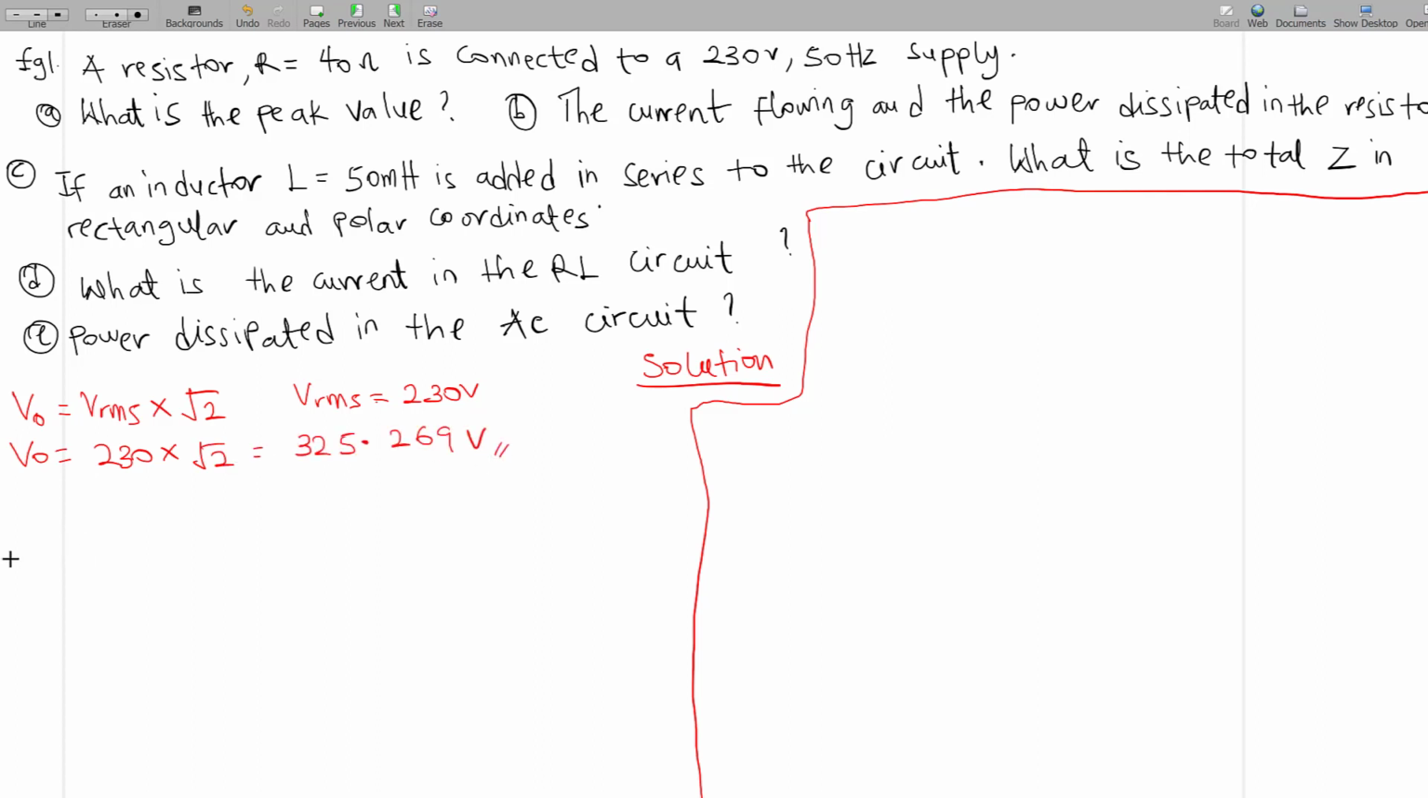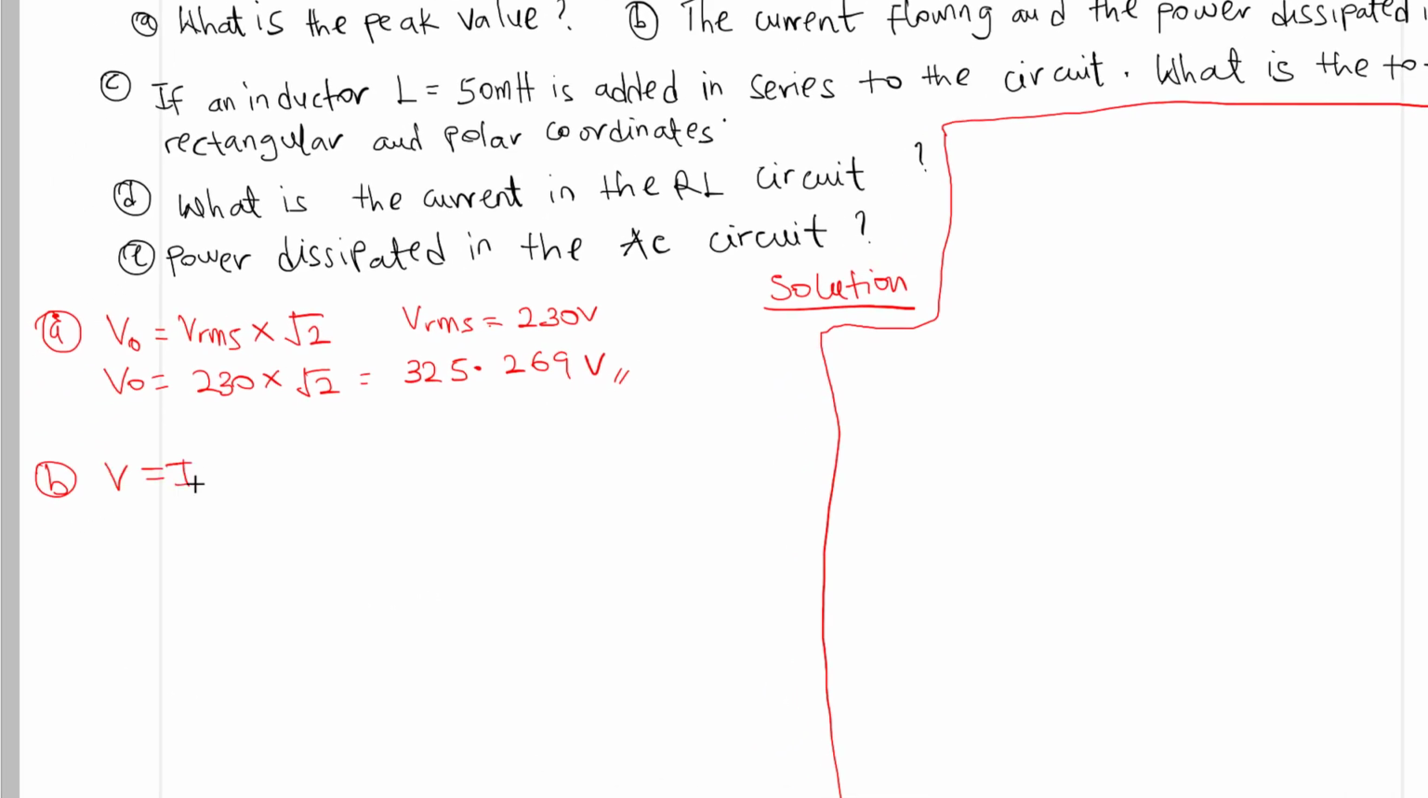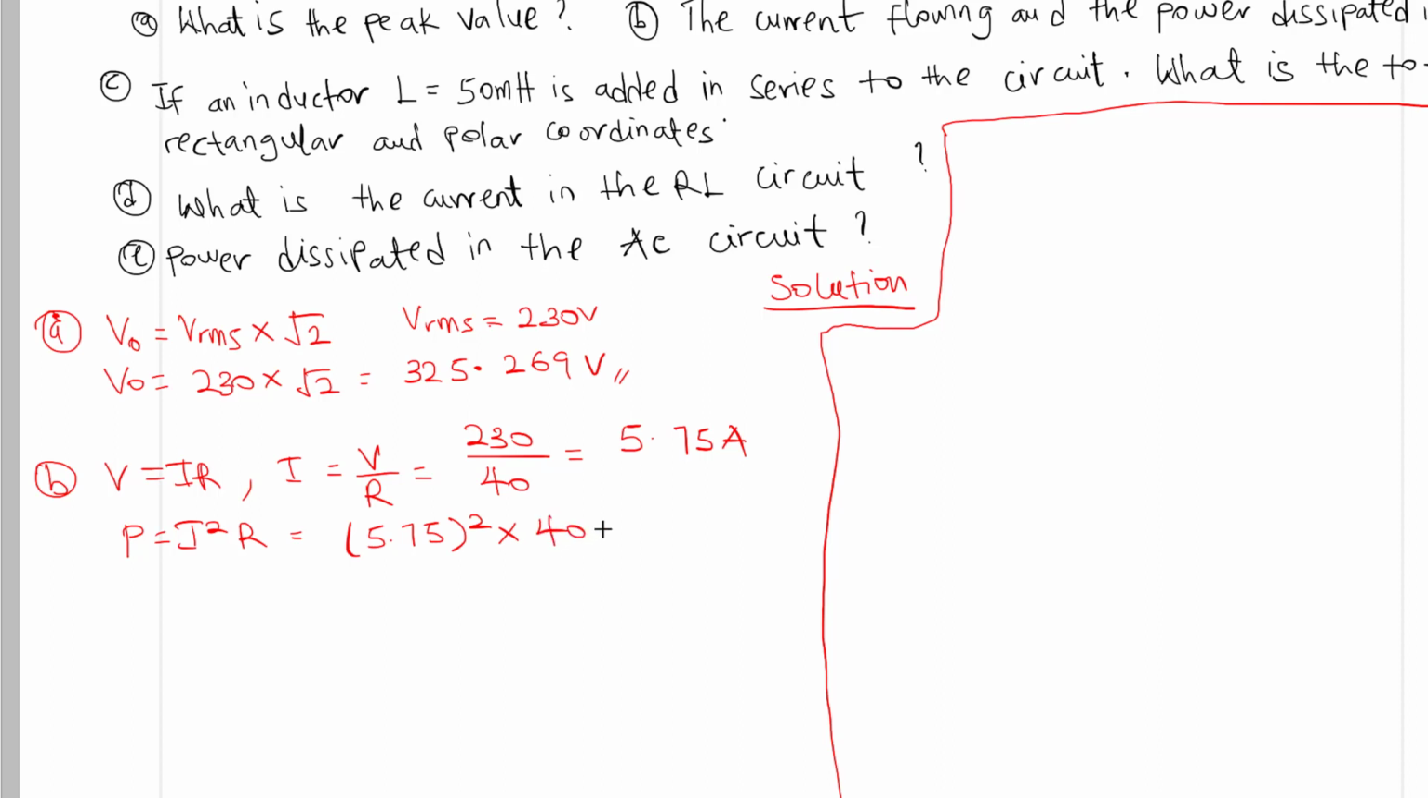B says that we should find the current flowing and the power dissipated in the resistor. So now we know that V is equal to IR if we want current, but we have V to be 230 and our resistance to be 40. So then the current will be 5.75 amperes. If we want the power, it will be current squared times the resistor. So now we know our current, that is 5.75 all squared times the resistance, which is 40. So we'll have a power of, or if you want it in kilowatt.